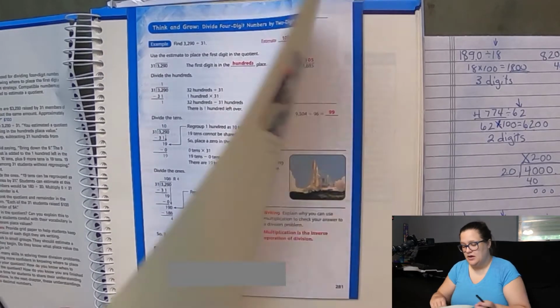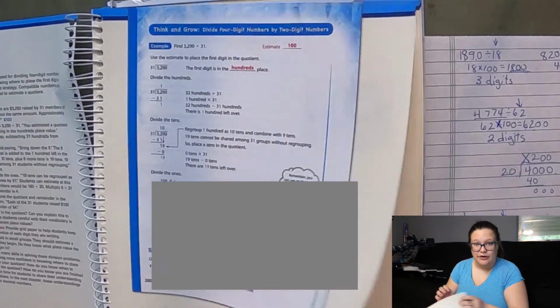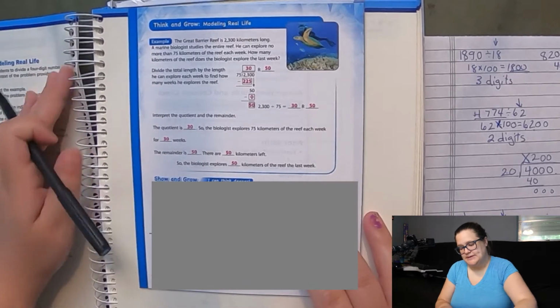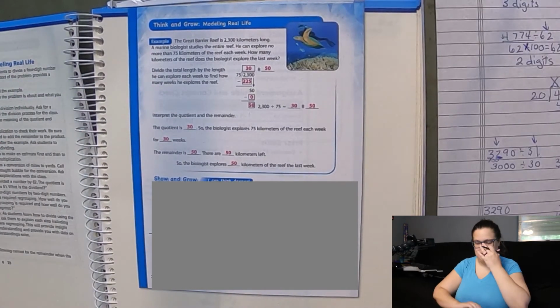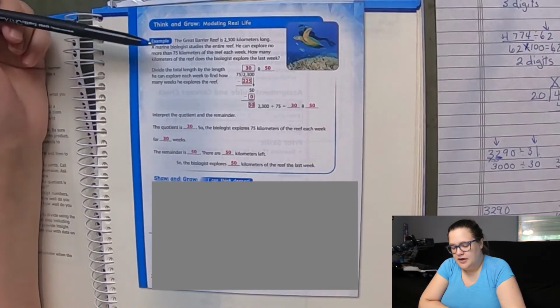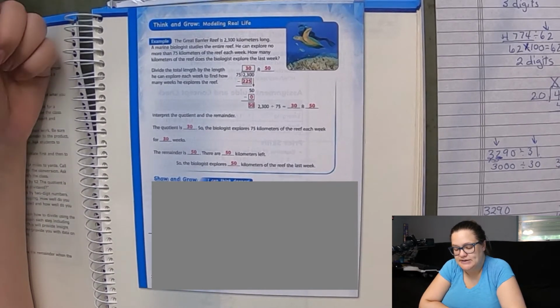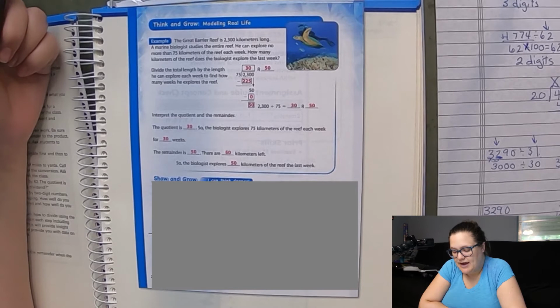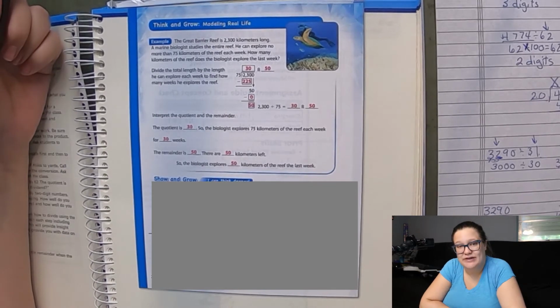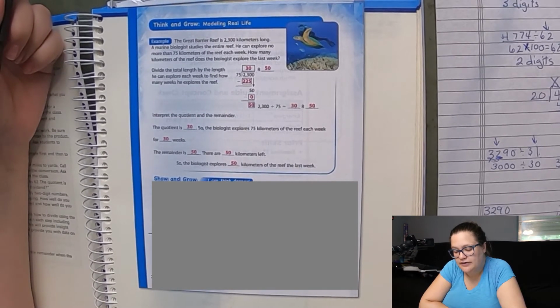Okay, let's look at some word problems, some story problems. The Great Barrier Reef is 2,300 kilometers long. A marine biologist studies the entire reef. He can explore no more than 75 kilometers of reef each week. How many kilometers of reef does the biologist explore the last week?